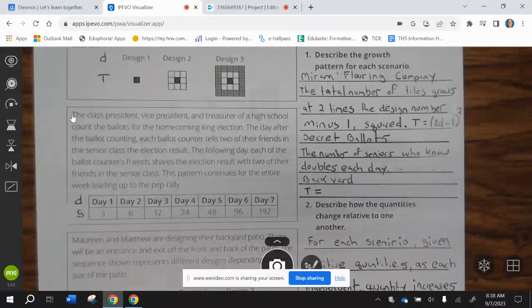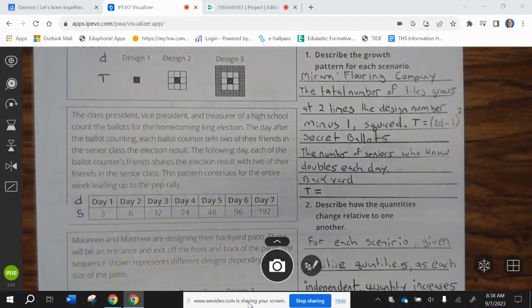Okay, secret ballots. The class president, vice president, and treasurer of a high school count the ballots for the homecoming king election. The day after the ballots are counted, each ballot counter tells 2 of their friends in the senior class the election results. The following day, each of the ballot counters' friends shares the election results with 2 of their friends in the senior class. The pattern continues for the entire week leading up to the pep rally. The number of seniors who know doubles each day. When we talk about doubles, we're really talking about exponential.